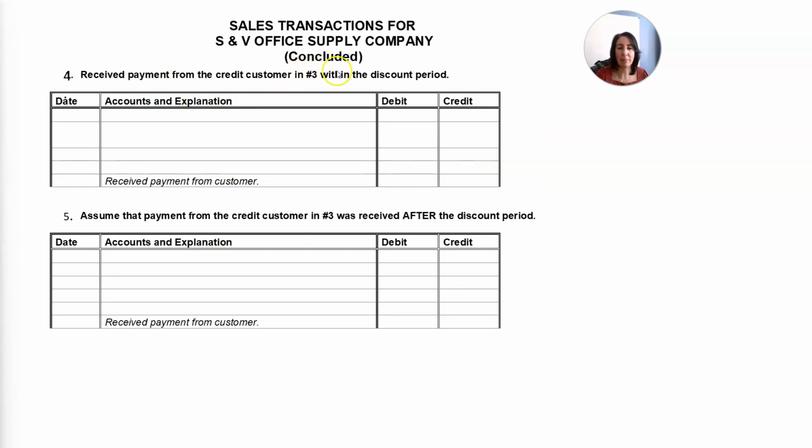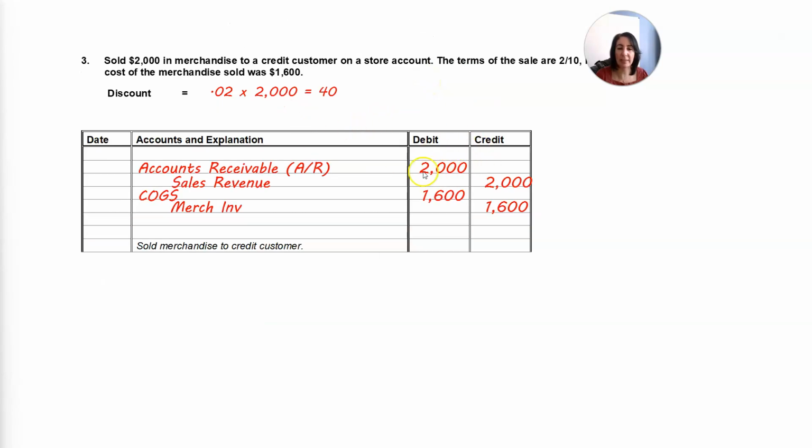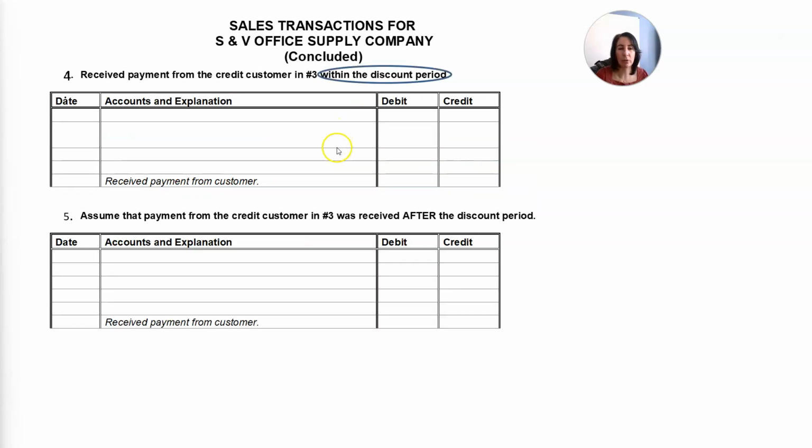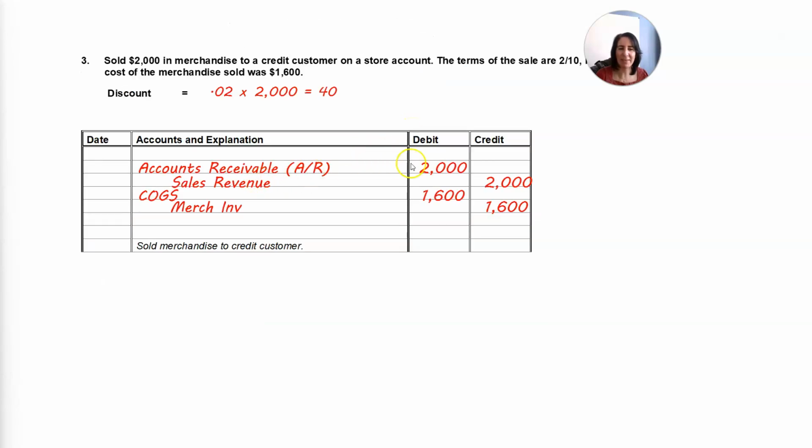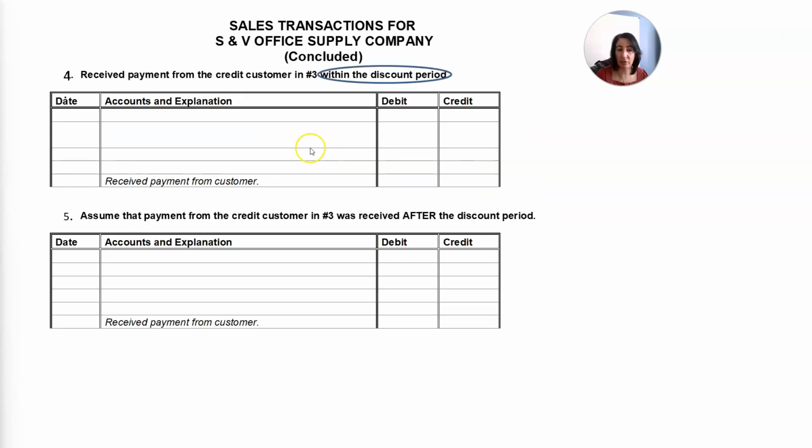We received a payment from the credit customer within the discount period. Okay, so they're paying us the $2,000 they owe us, but they're getting a $40 discount because they're paying us within the period. So here we go. We've got cash of $1,960. That makes sense because the receivable was $2,000 minus the $40 discount we're offering them. That's $1,960. So the cash we're getting is $1,960.